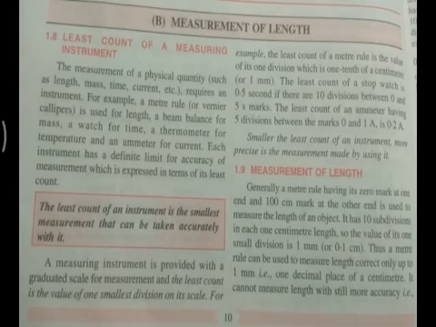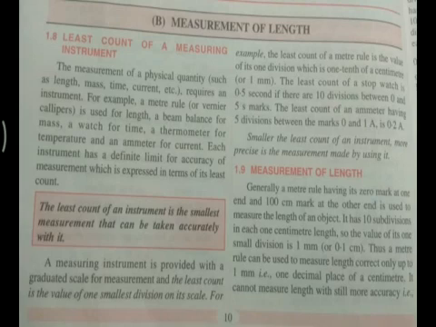For example, meter rule is used for length, beam balance is used for mass, thermometer is used for temperature, voltmeter is used to measure the voltage, right? Each and every instrument has a definite limit of accuracy, meaning up to how much accuracy you can calculate the value is completely dependent upon the instrument. And this is the least count of the instrument.